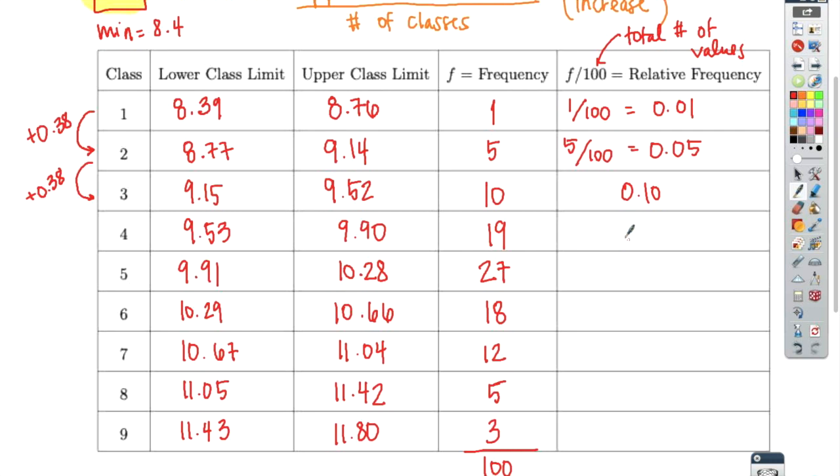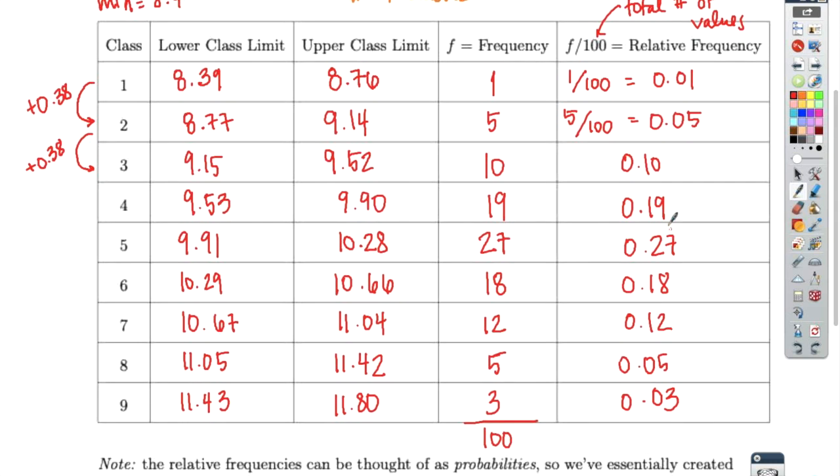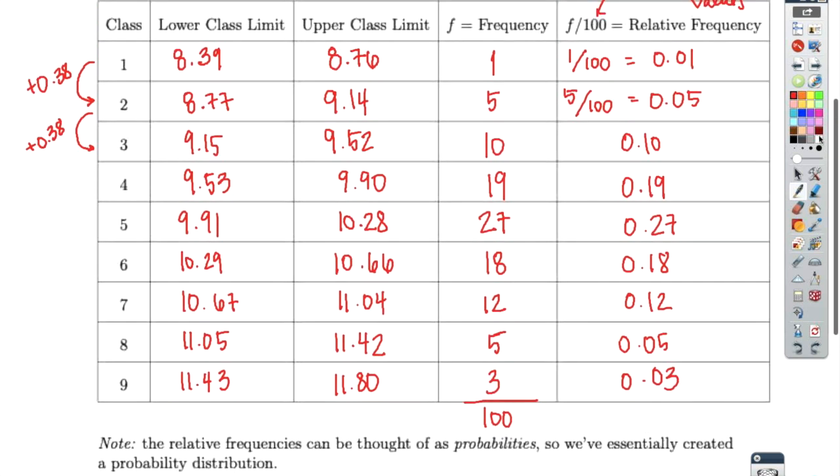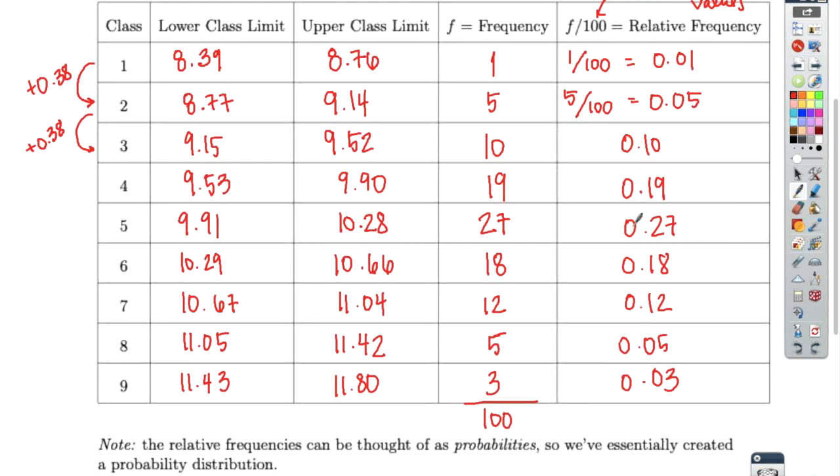So you've had a chance to do that. Check your numbers with my numbers. 0.18, 0.12, 0.05, and 0.03. These are all pretty easy. You just kind of move the decimal point back twice. It won't always be like that on any of these tables, but in this particular one, because we do have 100 total data values, it makes our computation in that last column fairly friendly. So this is our relative frequency table.